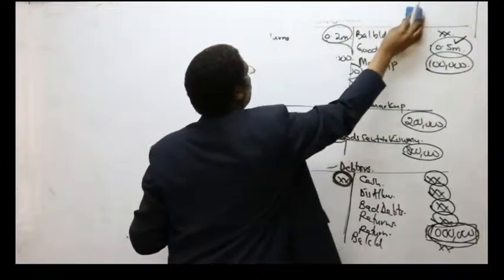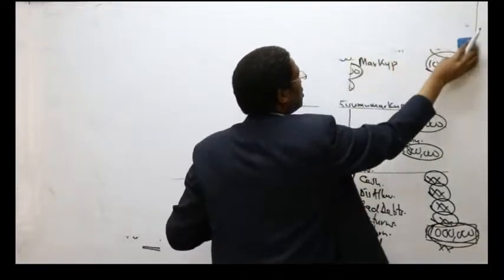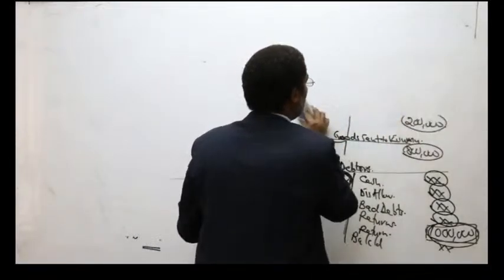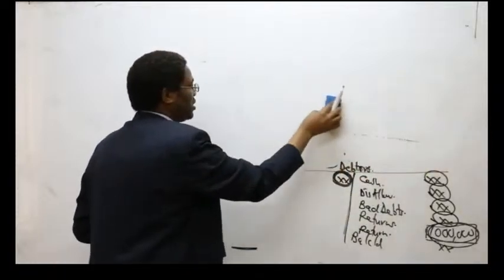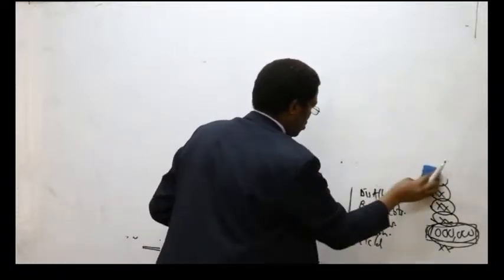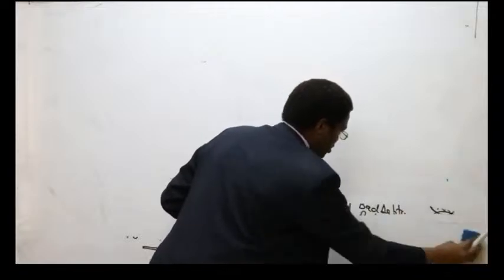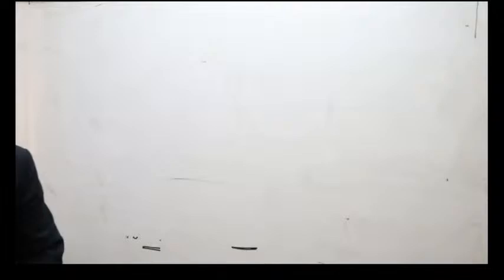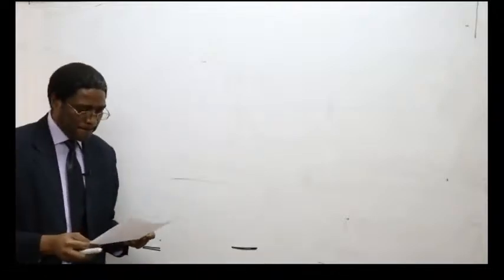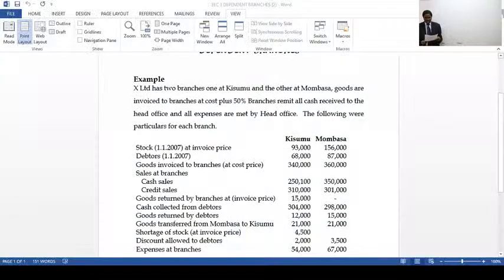Now that we have gone through the accounting entries that one uses when dealing with dependent branches, let's go now and deal with that illustration question. So I want to read it. It says, X Limited has two branches, one at Kisumu and the other at Mombasa.